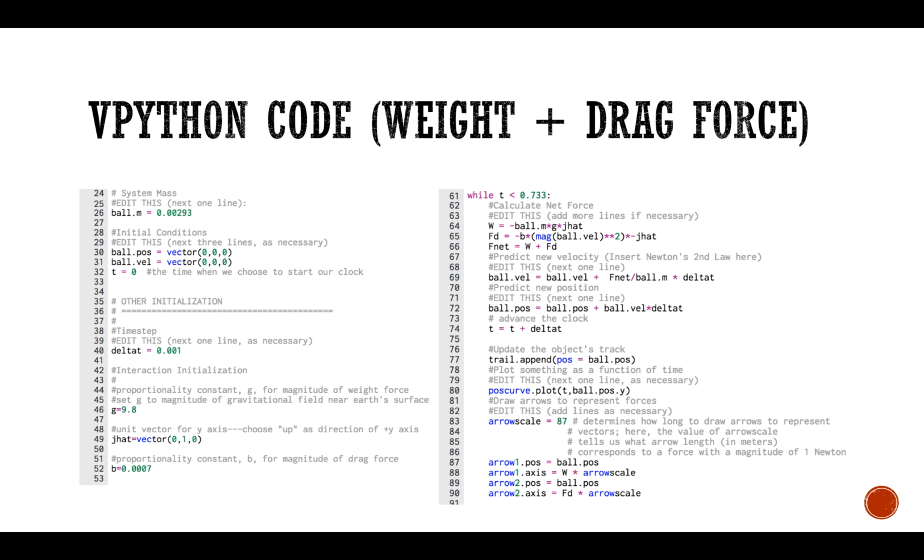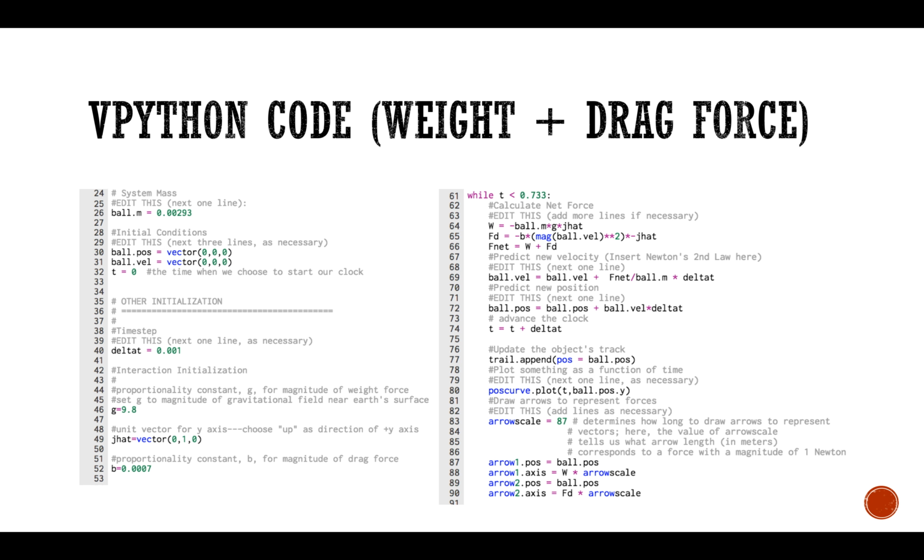The following images demonstrate the Python code for the combined weight and drag forces. In this case, everything was left the same except for the proportionality constant, which was found by a process of trial and error, changing the constant until the output y position value from the model matched the output y position from the observational data. Then in the while loop, the code was updated to reflect the drag force equation, which is negative b times the magnitude of the velocity squared times negative j hat.